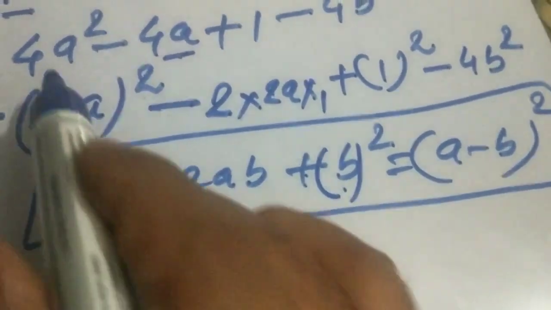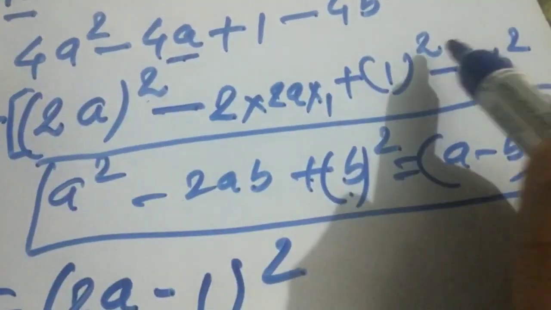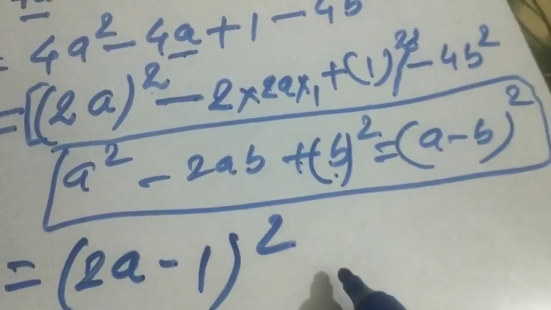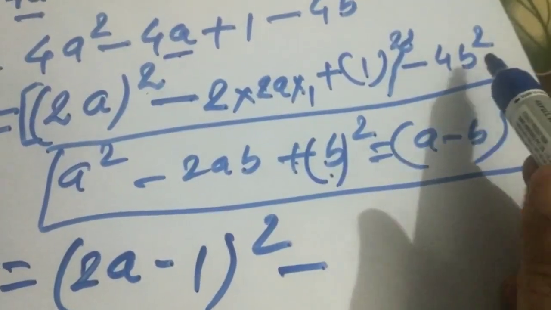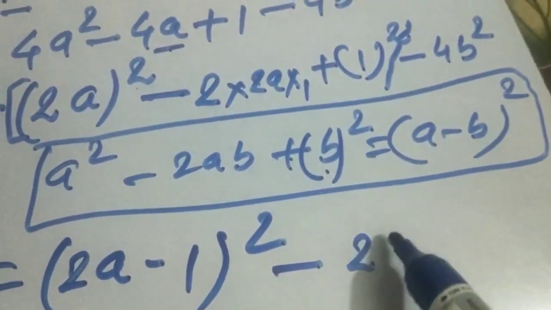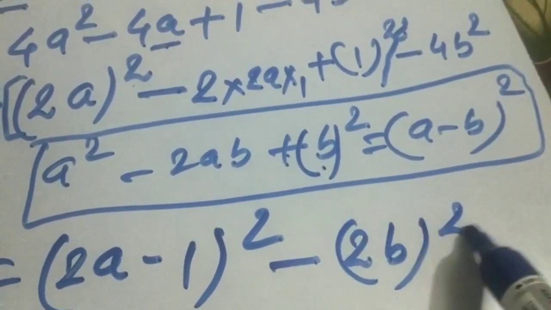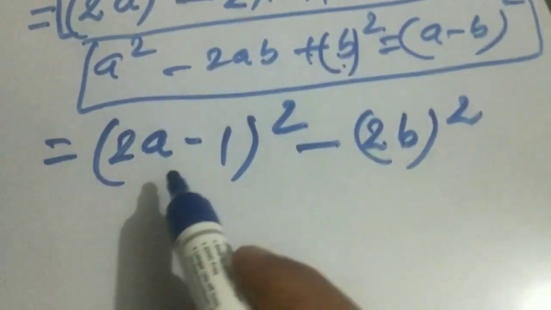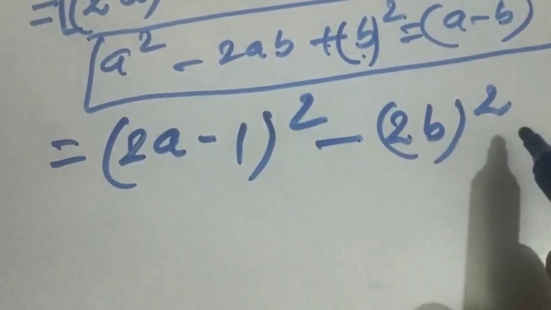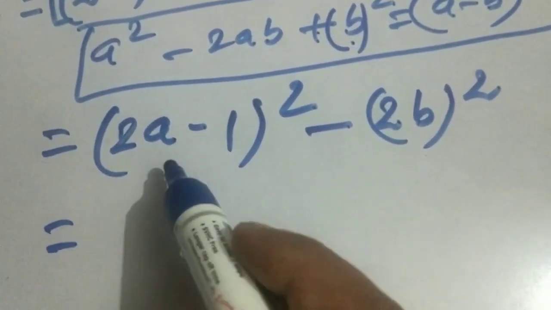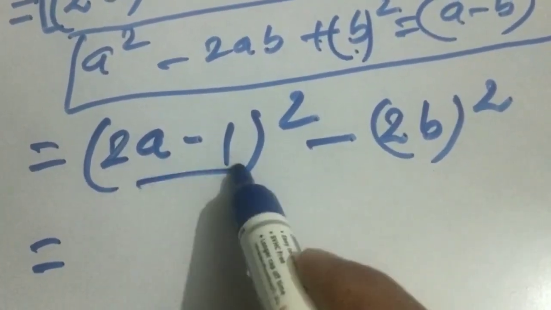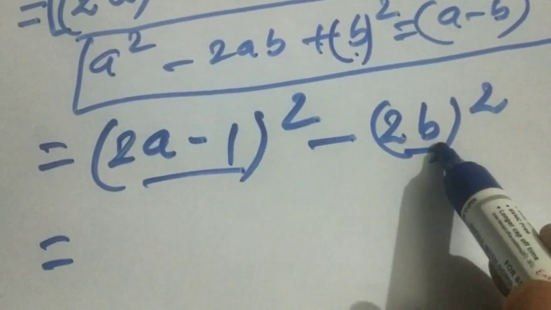So this whole expression becomes a minus b the whole square, and this can be written as 4 is the square of 2 and b square is the square of b. So now it is the difference of two squares, which is a square minus b square. Now it has come in the form of a square minus b square. Here the value of a is 2a minus 1 and the value of b is 2b.